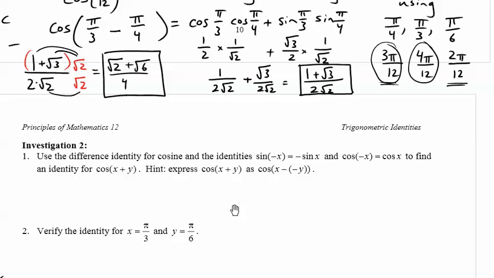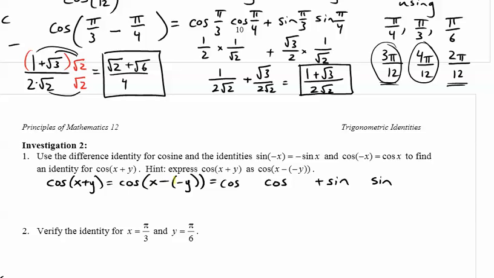Now let's use the difference identity for cosine to find an identity for cosine of x plus y. So we can write x plus y as x minus negative y. We want to find an identity for x plus y. We'll just be fancy and use the difference identity, but using negative y. So this is cos of the first angle, cos of the second, plus sine of the first, sine of the second. So I'm going to put x in for my first angle, and I'll put negative y in for my second angle.